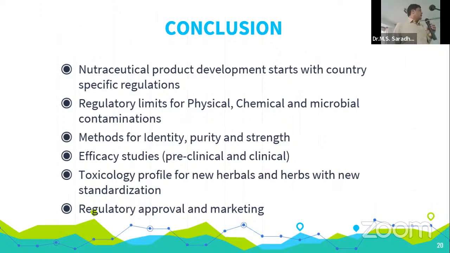Anyway, so we come to the point. Nutraceutical product development starts with country-specific regulation. Which country, which indication? Regulated limits mainly look for solvents, physical contaminations like adulterations, identity, purity, and strength methods. Always follow the pharmacopoeia. Pharmacopoeia is the safest way to analyze a product, and pharmacopoeia methods are the safest methods to convince the regulatory authorities.